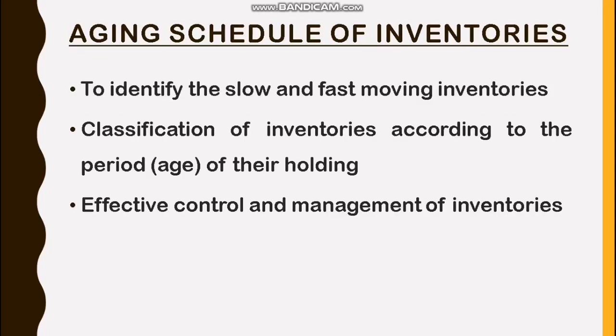Next technique is the aging schedule of inventories. This technique is used to identify what are the slow moving inventories and which are the fast moving inventories. So classification of inventories is done according to the period or according to the age of their holding. And this technique is very much helpful in the effective control and management of inventories. In this technique we calculate the age. हम इन्वेंट्रीज की उम्र कैलकुलेट कर लेते हैं कि कितनी देर से वो इन्वेंट्री हमारे पास है.